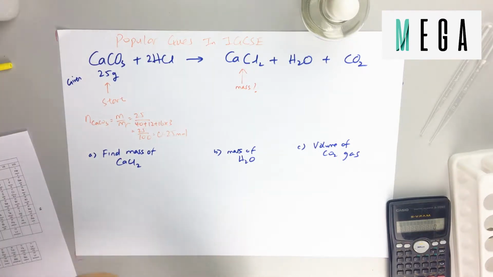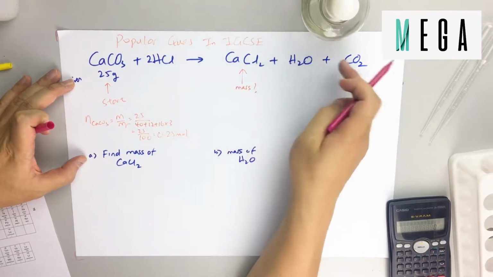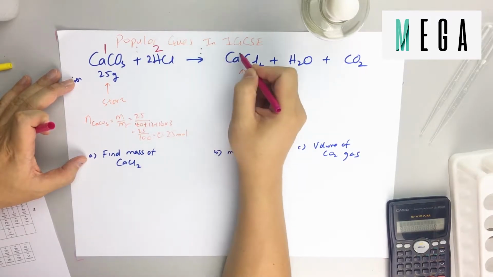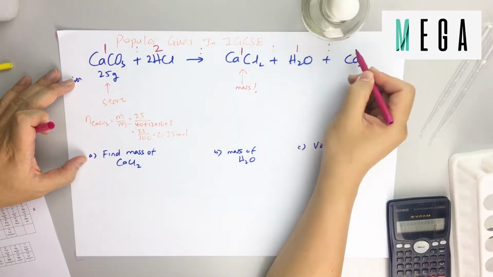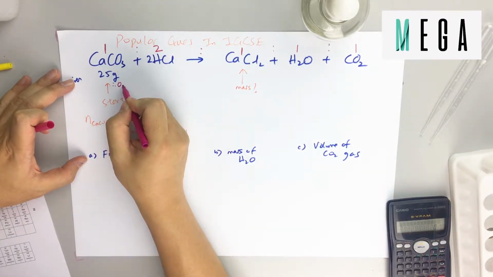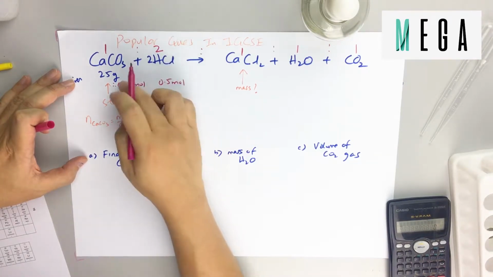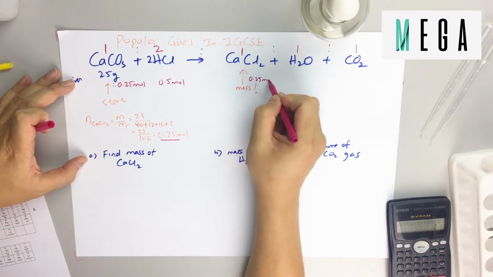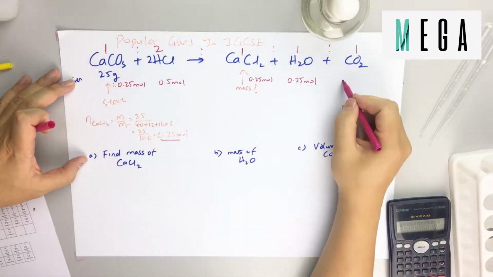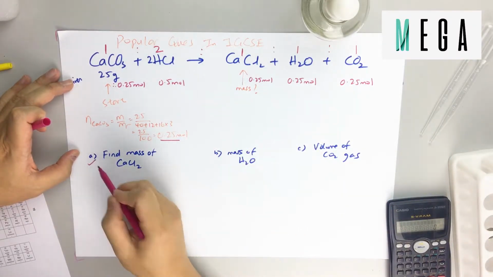From there, you use the ratio from the equation. The ratio uses the numbers in front of the chemicals: 1, ratio 2, ratio 1, ratio 1, ratio 1. Since it's 0.25 mole, 1 to 2 jumps over to 0.5 mole, 1 to 1 is 0.25 mole, 1 to 1 is 0.25 mole, and 1 to 1 again is 0.25 mole. This is very useful. That's how we use a chemical equation.